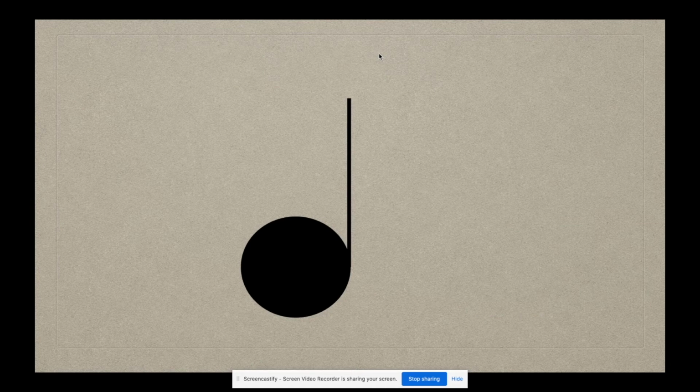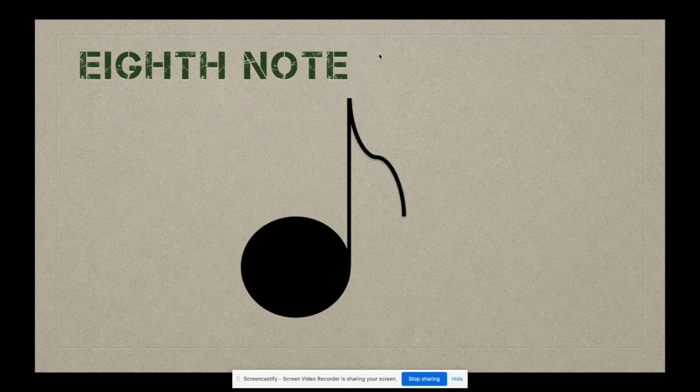Okay. The next thing we're going to learn looks kind of like a quarter note, except we add a little flag to it. Now if we have a bunch of these, we connect them with a beam across the top. I only made one for this video, but you might have seen them with 2 quarter notes that have a beam. They call it a line connecting them. That makes an 8th note. So that's an 8th note. Anybody know how many beats that one is? Half a beat. Very good.